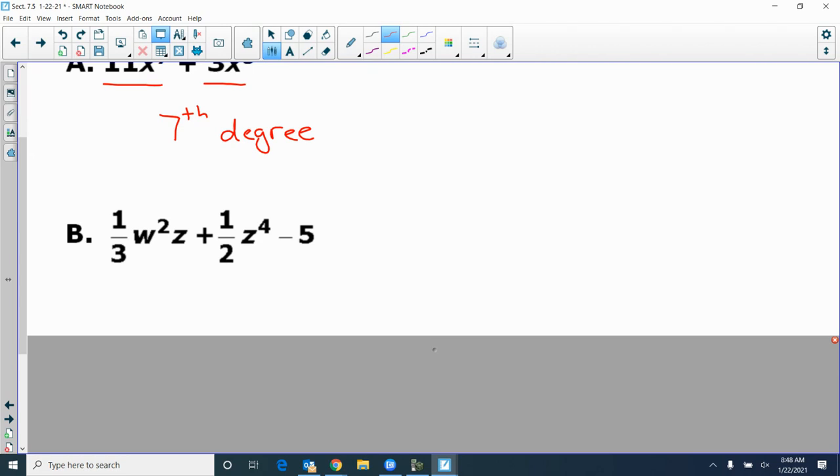1/3 w squared z plus 1/2 z to the 4th minus 5. Okay. First question, Connor. How many terms are there? There are 3 terms. All right, 3 terms. 1, 2, 3. We want the degree of each term. Rachel, what do you think the degree of the first term is?